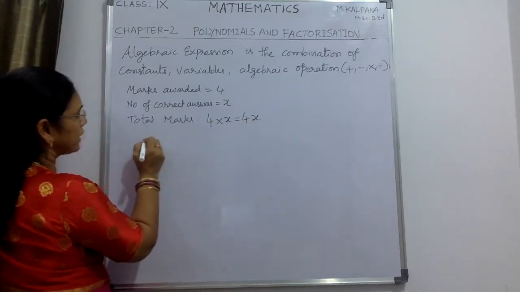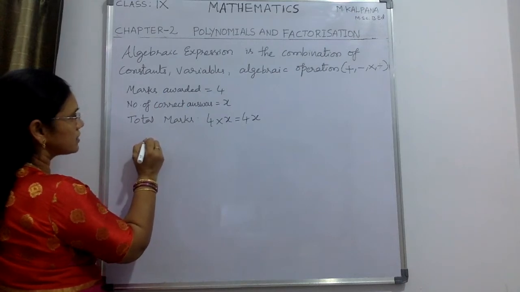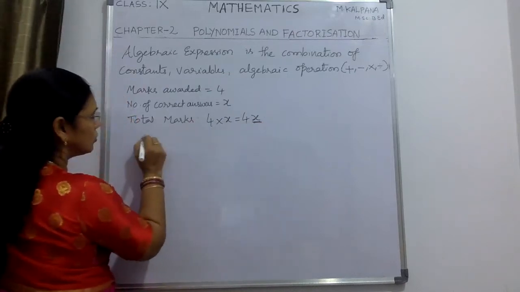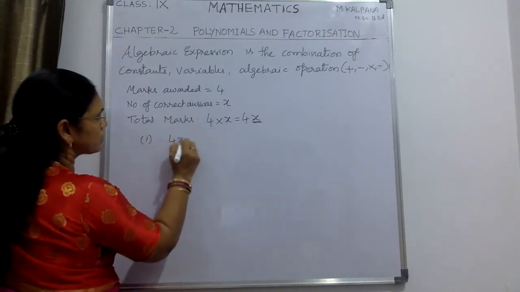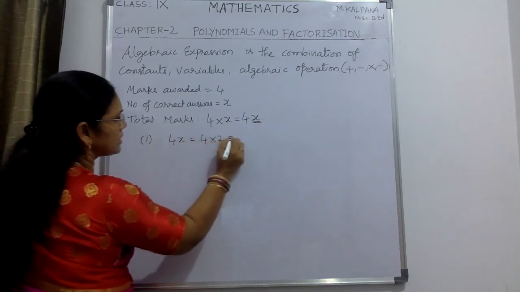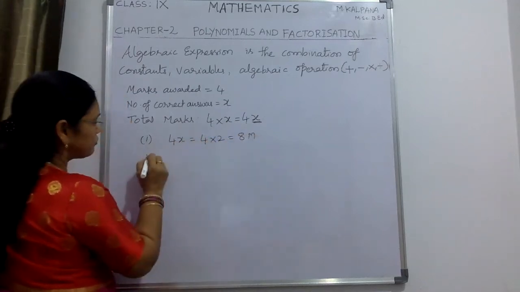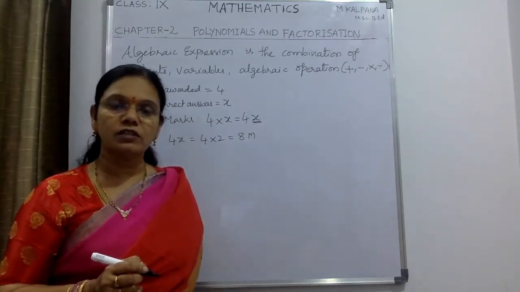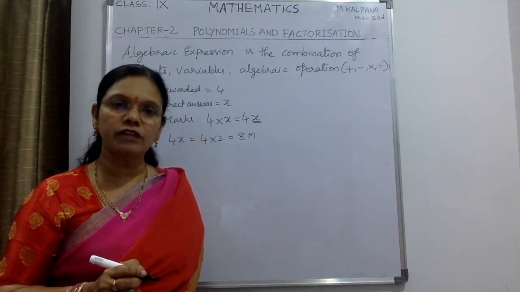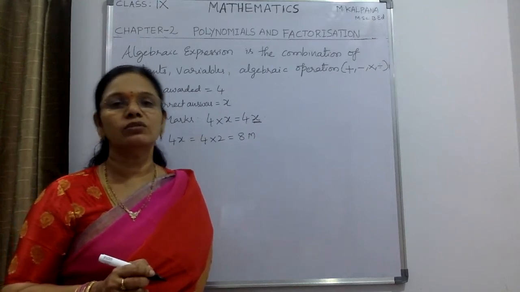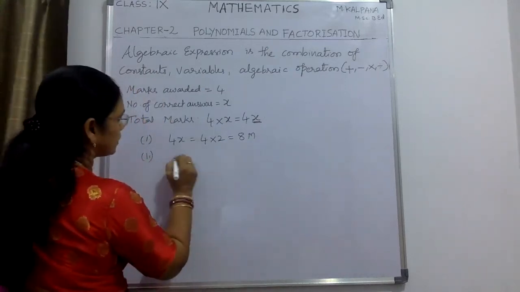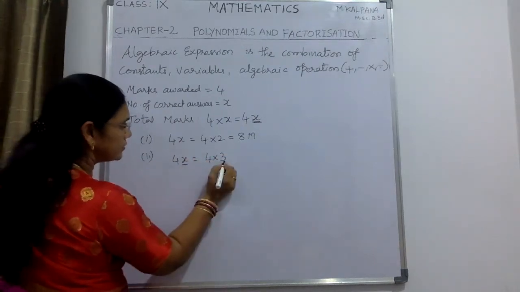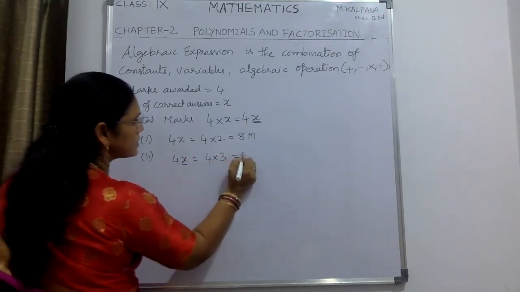If you write 2 correct answers, let us suppose, then X will be equal to 2. That is, 4X becomes 4 into 2, that is 8 marks he will get. If your friend writes 3 correct answers, then how many marks will he get, children? In place of X, what do we have to suppose? X will be equal to 3. That is 4 into X, that is 4 into 3. In place of X, we are writing 3. So 4 into 3 becomes 12.